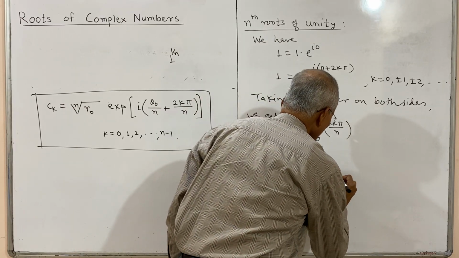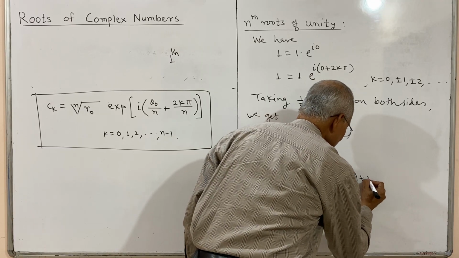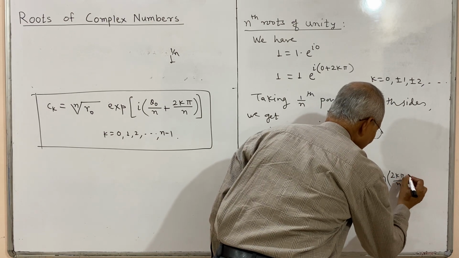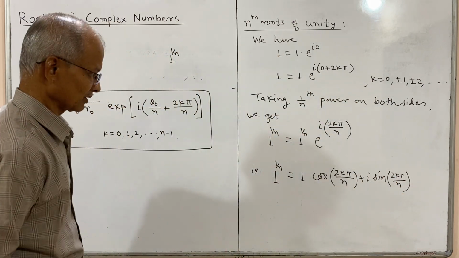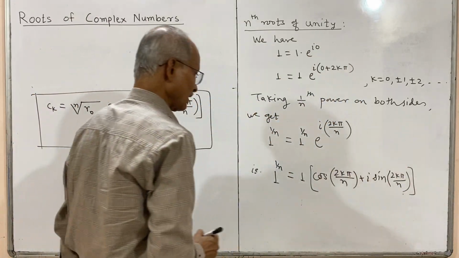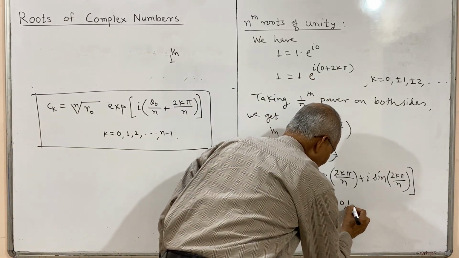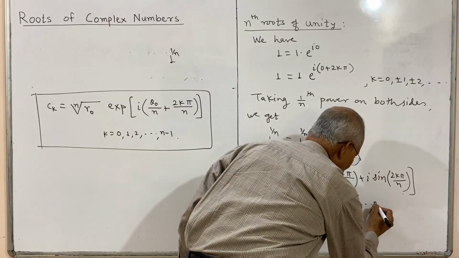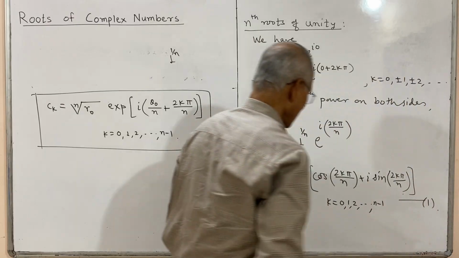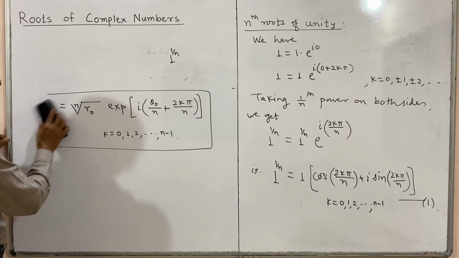in the trigonometric form this will be cos 2k pi divided by n plus i sin 2k pi divided by n. So this is the expression, and here k gives the values 0, 1, 2, 3 up to n minus 1. So we shall suppose this as 1, and now we will get different roots. We have expressed it in the same form.